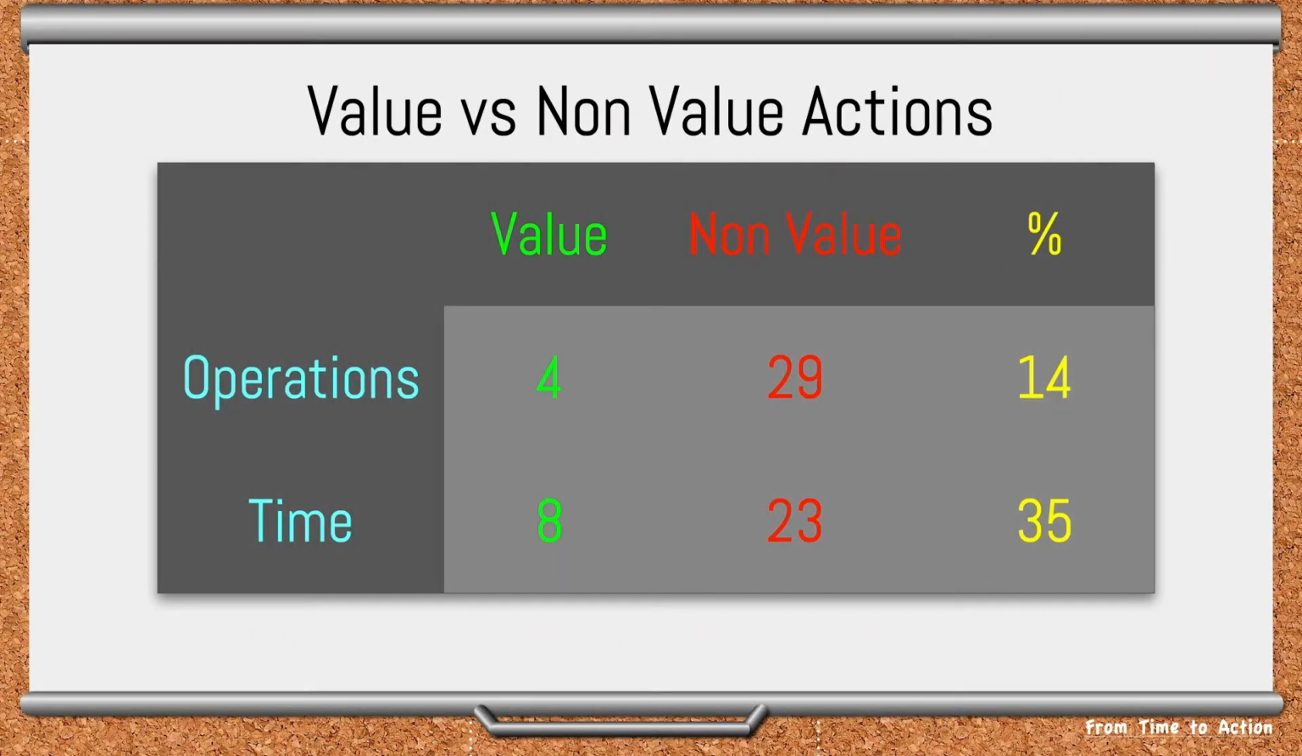Now, let's take a look at the numbers. The number of non-value added actions is 29. The number of value added actions is only 4, or only 40%. It is also important to look at the time. Non-value added action takes 23 seconds. The value added action takes only 8 seconds, or 35%.